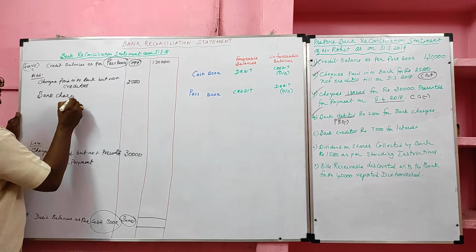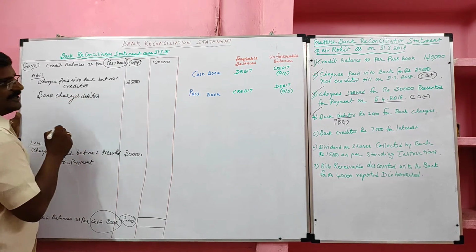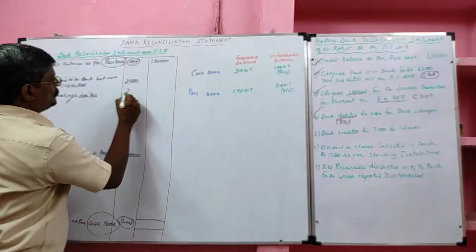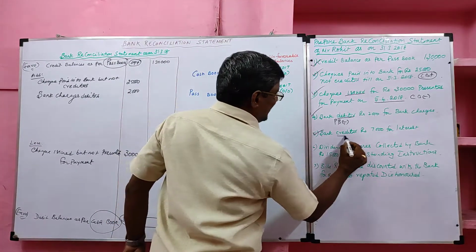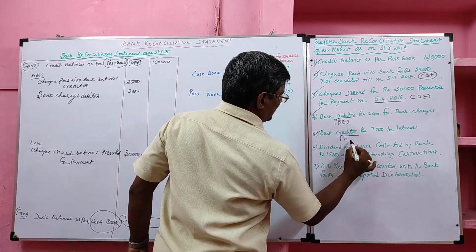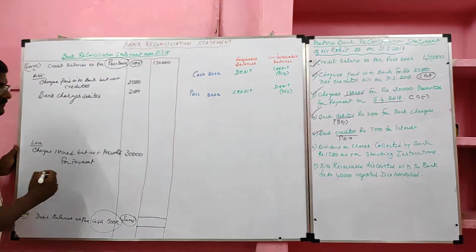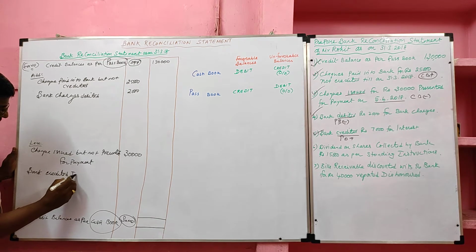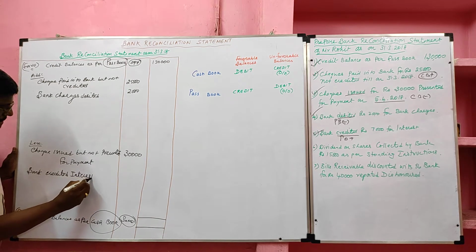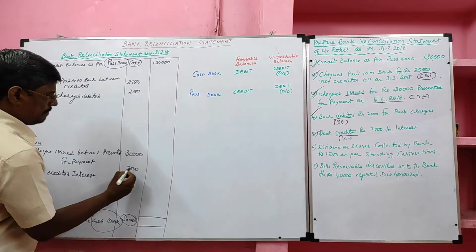Bank charges debited. How much? 2,000 rupees. Next, bank credited. The transaction taken place in passbook, it was added. Now we have to deduct. Bank credited interest for rupees 7,000.